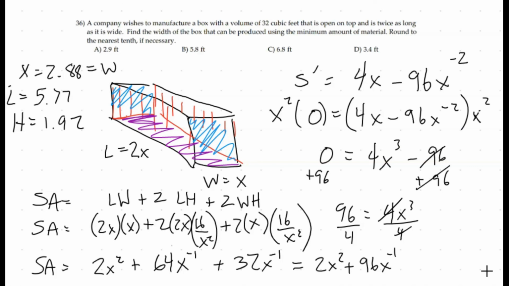Okay, so those are the dimensions that I get for this box, and it says find the width of the box that can be produced using the minimum amount of material. So I didn't really need to finish doing the other dimensions, but in case you wanted to know how to do that, you could still find them that way. So we have A, 2.9 is going to be our answer.